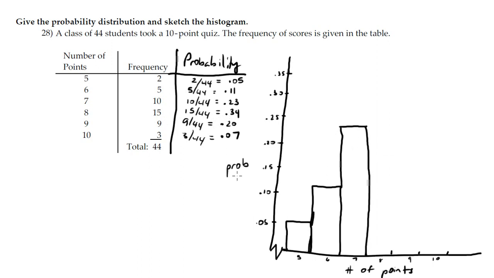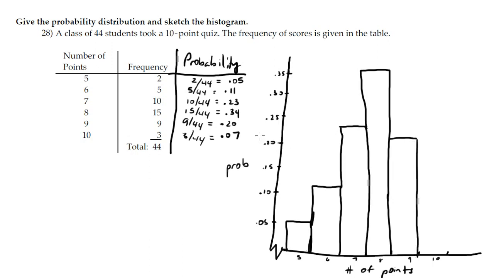8 points, that's 0.34. So if this was a frequency histogram, we would have the frequencies here, going up to 2, 5, 10, 15, 9, 3, but instead we're using probabilities. So 8 points, 34 hundredths. 35. Oh, look at that. 9 points, that's 0.20. Let's go here. Oh, that was pretty good. 10 points, 0.07. And there's my crazy looking, but fairly accurate histogram.